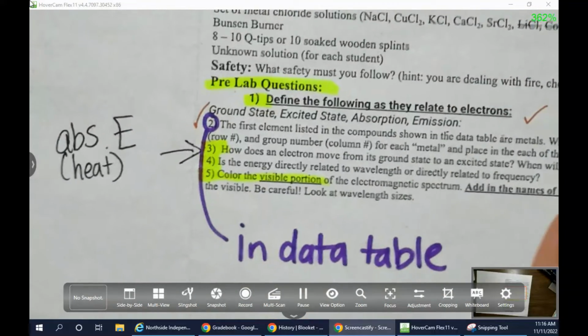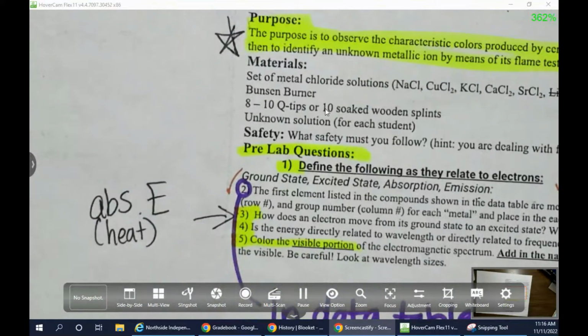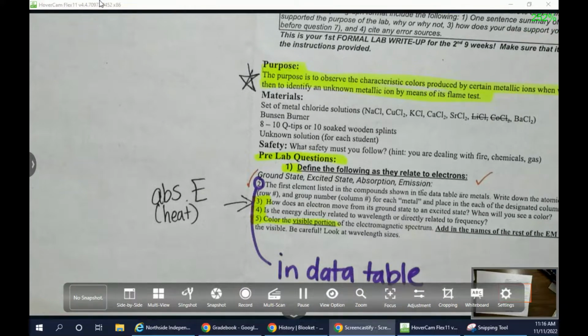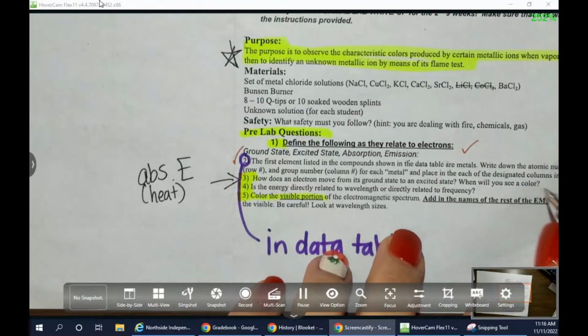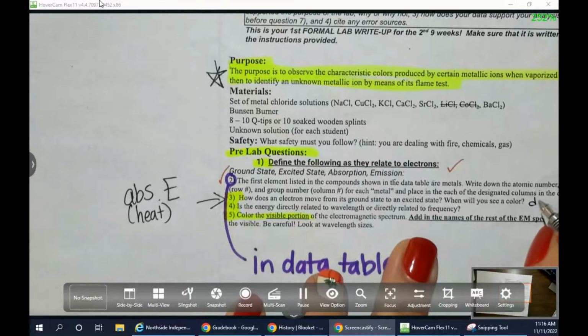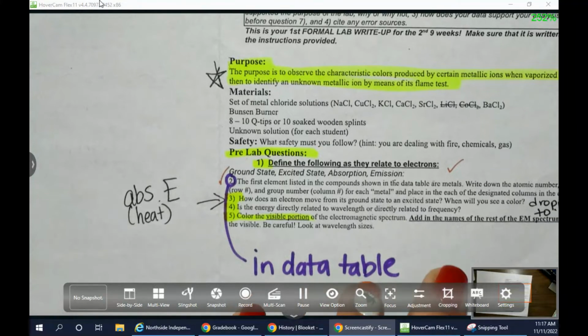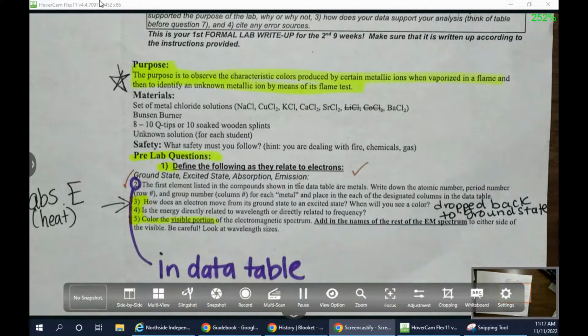Then, when did we see the color? When the electron dropped, right? This one took it to excited state. This one, when it came back to ground state. So when it dropped back to ground state, it emitted the energy that it just absorbed. What's kind of neat about that is that it absorbed a certain type of energy and gave it back to us as visible. Think about the whole electromagnetic spectrum, it shifted where it was. So it's kind of neat to think of it that way too.